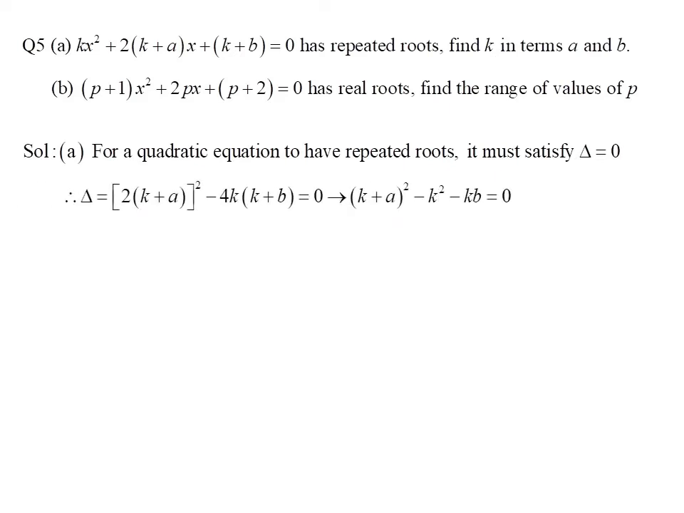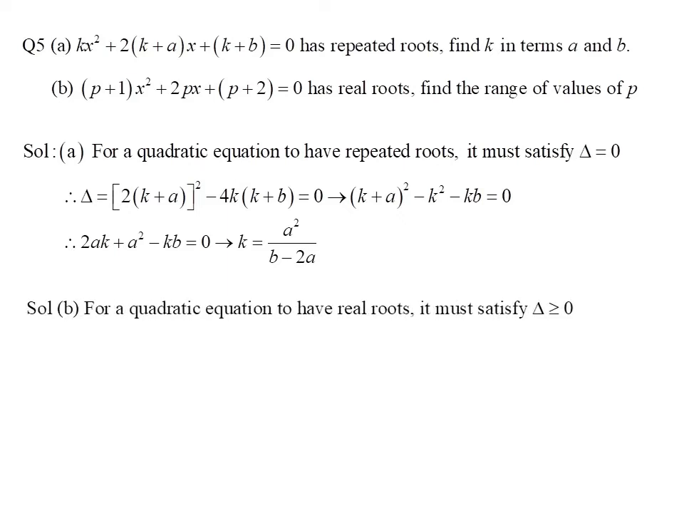Therefore, we write down the expression of delta and then set it to 0. After simplifying the expression, we find the parameter k is equal to a squared over the result of b minus 2a. As for question b, since the quadratic equation has real roots, its discriminant, delta, must be greater than or equal to 0.